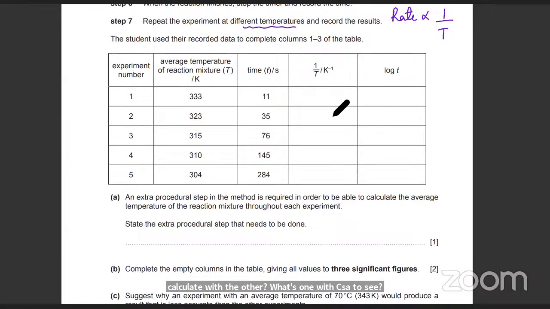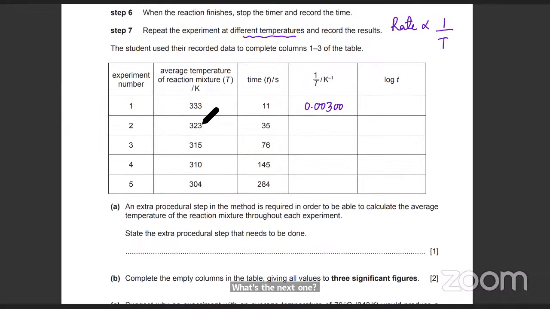Three point zero into 10 raised to the power minus 3. So that's 0.003, and use 3 significant figures because this value is 3 significant figures. What's the next one? 3.09 into 10 raised to the power minus 3, that's 0.0031 actually. 0.00309. What's the next one?